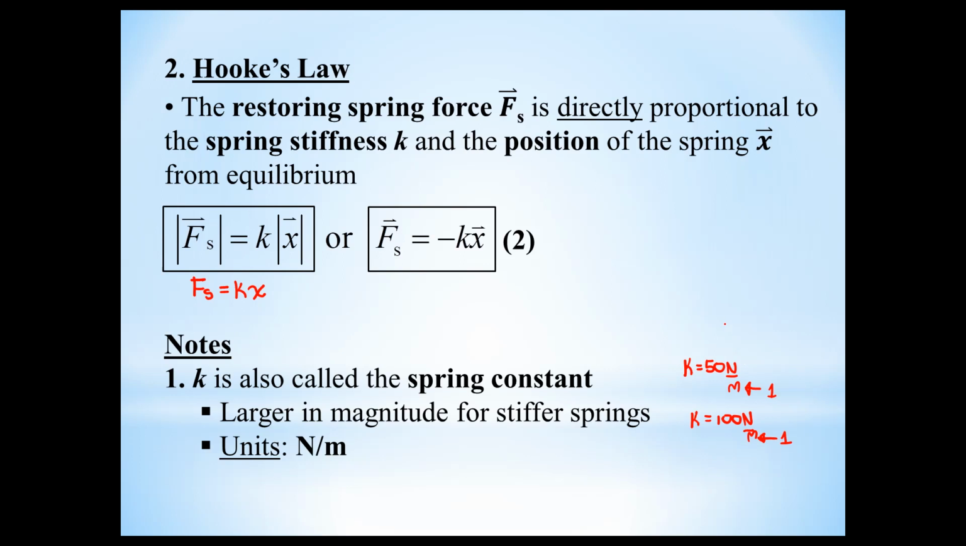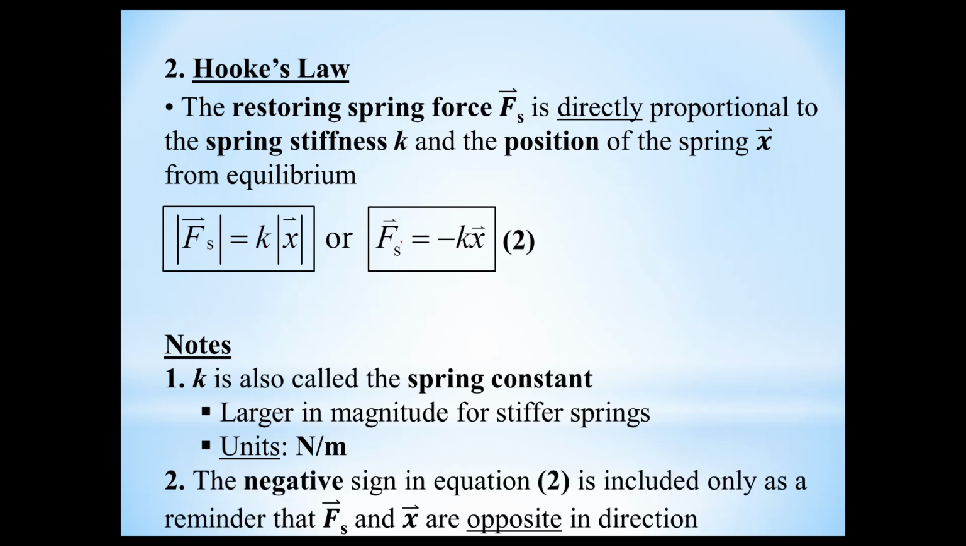Therefore, the larger the spring stiffness or constant, the more difficult it is to stretch the spring, and the greater the force is going to be to try to get it to go back towards the equilibrium position. And we can see this because of the direct relationship between Fs and K. If K gets bigger, then Fs gets bigger. X, by the way, just represents the position of the object from the equilibrium position.